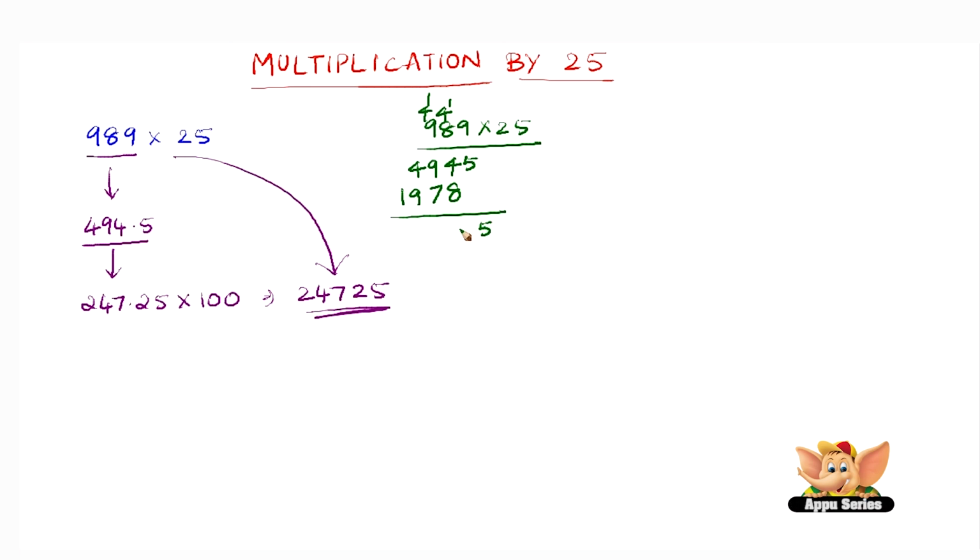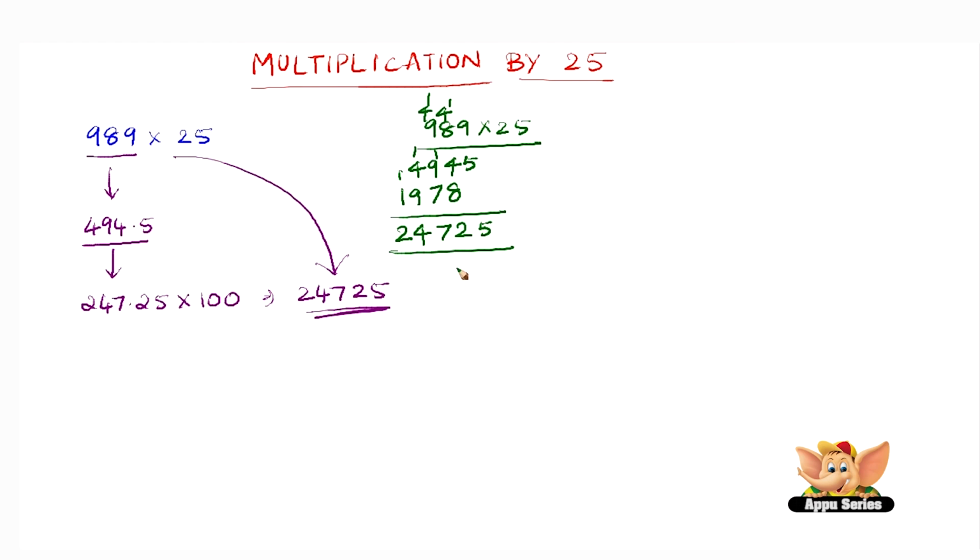5, 4 plus 8 is 12, 2, 1 carry over. 9 plus 1 is 10, 10 plus 7 is 17, 7, 1 carry over. 4 plus 1 is 5, 5 plus 9 is 14, 4, 1 carry over, and 1 plus 1 is 2. So here we go, 24,725. So it's the same answer, but you knew which was simple.